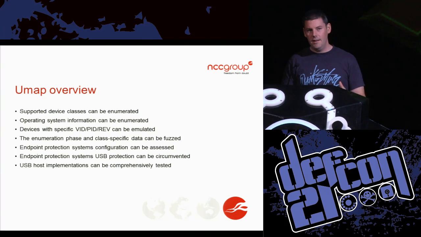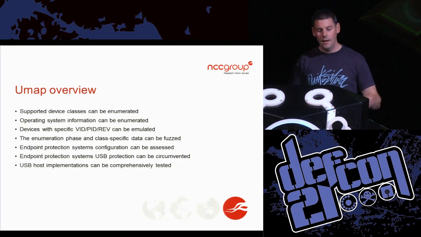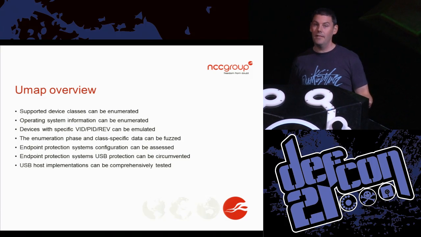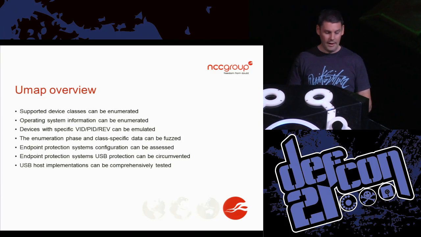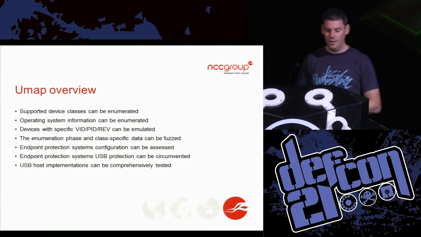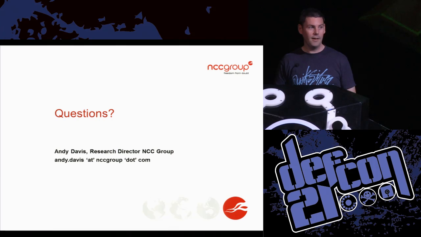And as you can see with the classes, subclasses and protocols, this is an enormous attack surface. Lots and lots of this stuff is implemented in OSs and people just don't know it's there. It's just not used. But it is there as part of the attack surface and it can be fuzzed. I mentioned endpoint protection systems. You can assess the configuration of them if they're USB based, potentially circumvent them if you know specific devices that you want to emulate. And yeah, as I said, completely comprehensively test USB host implementations. Wow, that's the quickest I've ever done that.